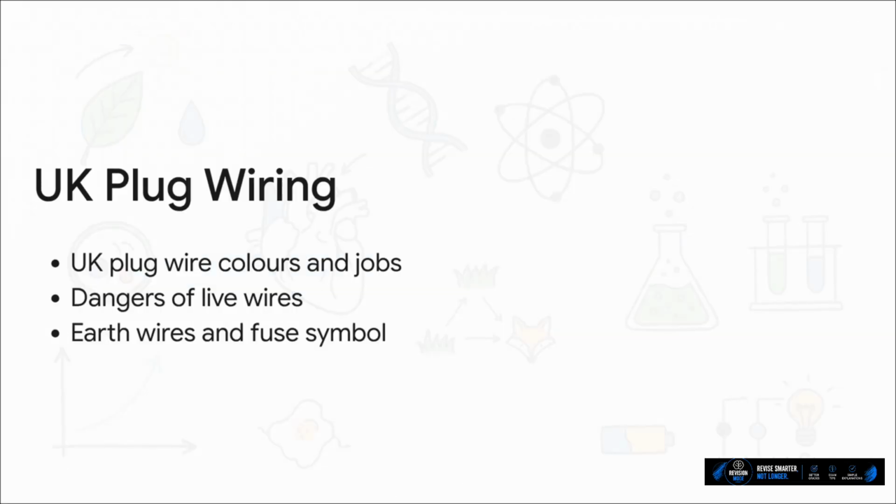Right, let's switch gears from chemistry over to physics and take a look at the standard UK plug. It's like a really important color by numbers. The blue wire is neutral, the brown wire is live, and that green and yellow striped one, that's your earth wire. Now that live wire is the dangerous one.